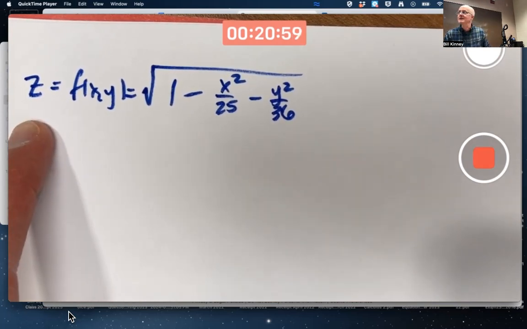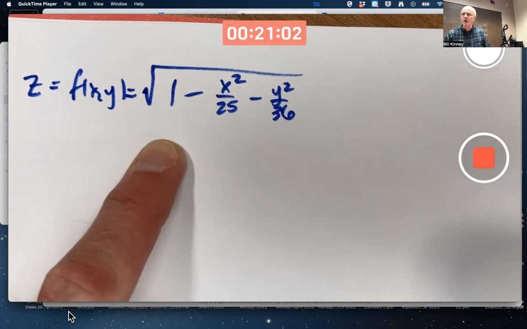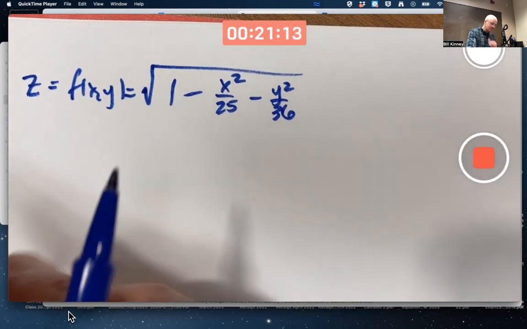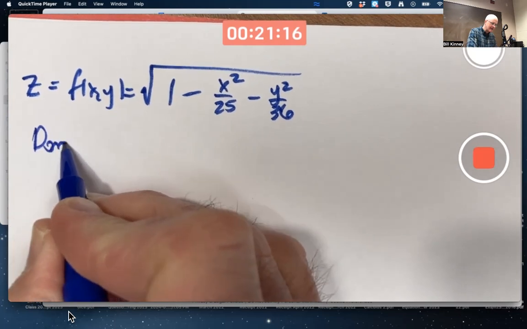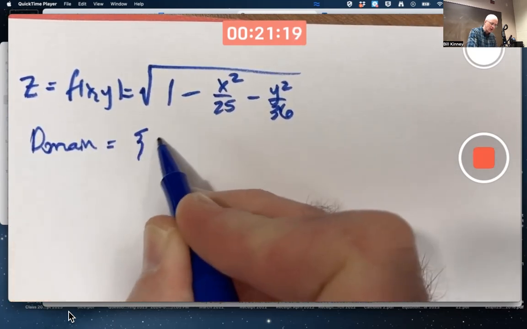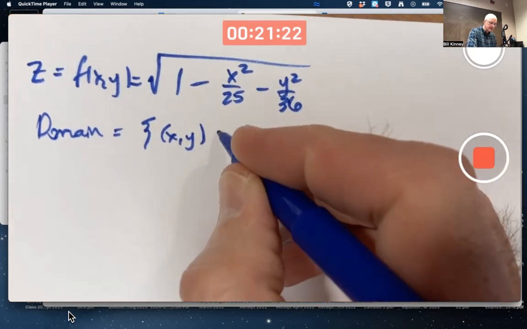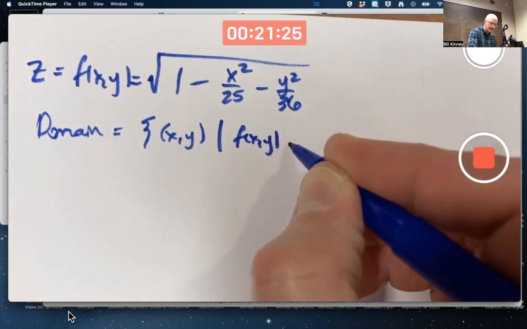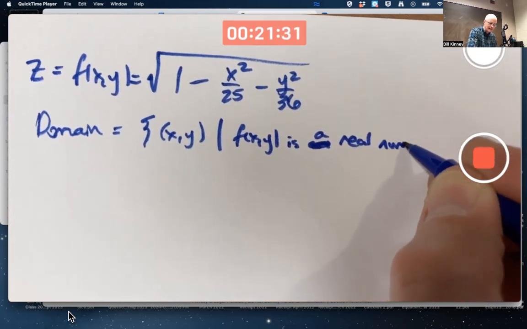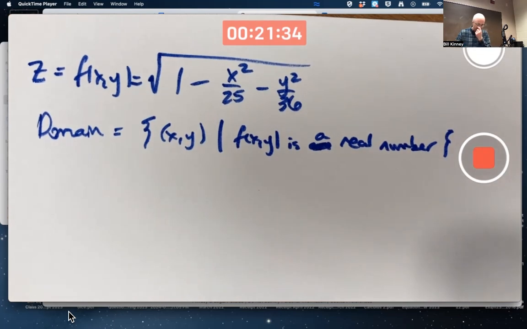The output is a real number. We want to avoid taking square roots of negative numbers here. We don't want any imaginary numbers for the most part in this course. Maybe I'll talk about them a little bit later, but for the most part, we're avoiding imaginary numbers. The domain is the set of all points x y such that f of x y is a real number, not an imaginary number, not a complex number, which is something like 2 plus 3i, where i is the imaginary unit. And we're not dividing by 0 either.